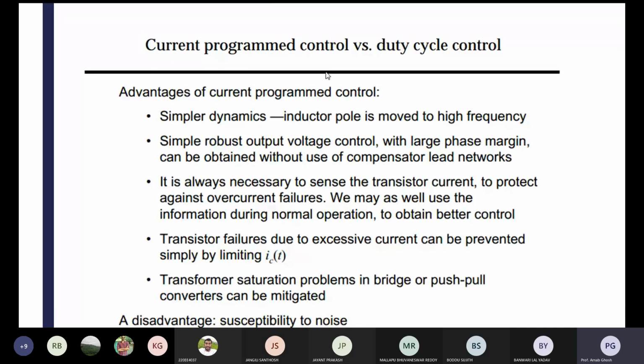That's why it is written as susceptibility to noise. Due to that periodicity changing, sometimes it may cause unwanted noise, in a single word, subharmonic oscillations. Sometimes you can see subharmonic oscillations that may create some problems in this system. So it has some disadvantages, but the advantages are more powerful than the disadvantages. That's why most of the time we basically consider current programmed control for the buck converter dynamics.